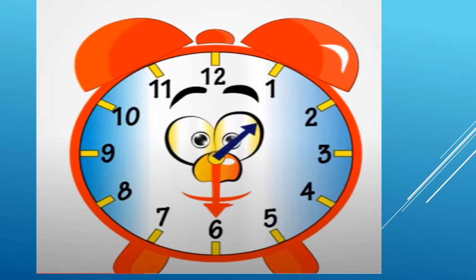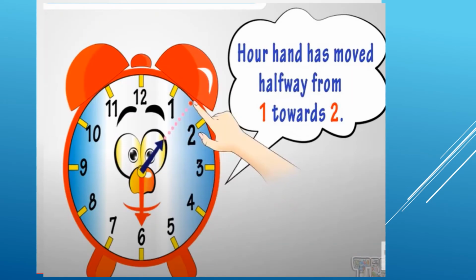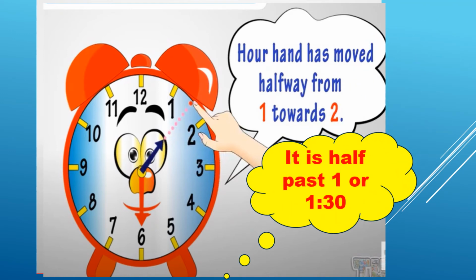What is the time shown by this clock? Now first look at the minute hand. The minute hand is pointing at 6. So it is clearly half past the hour. Now which hour? For that we need to look at the hour hand. The hour hand has moved halfway from 1 towards 2. So it is between 1 and 2. So what will be the time? The time will be half past 1 or 1:30.